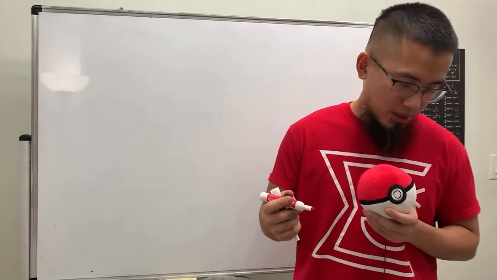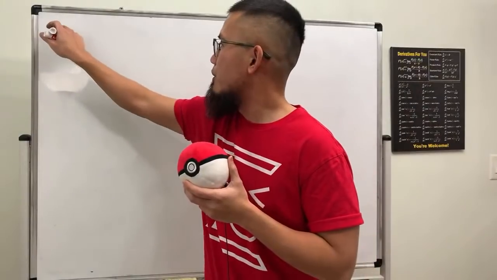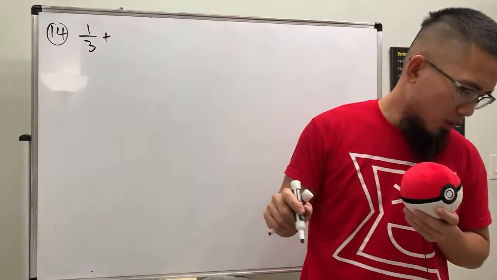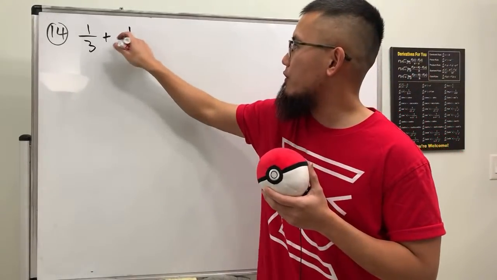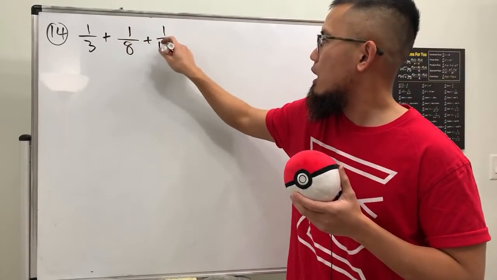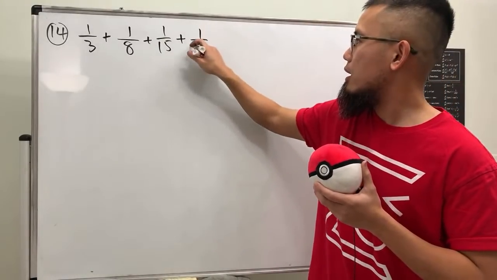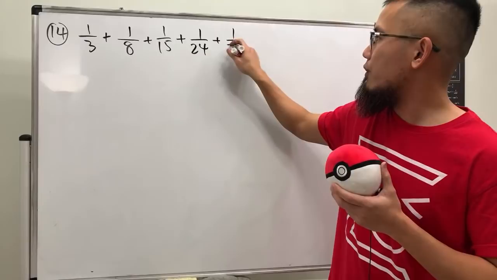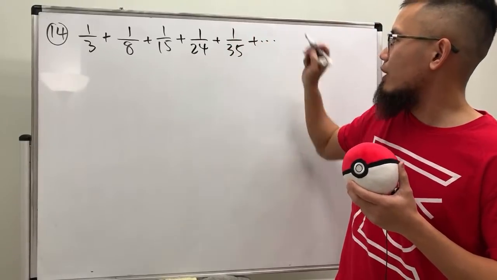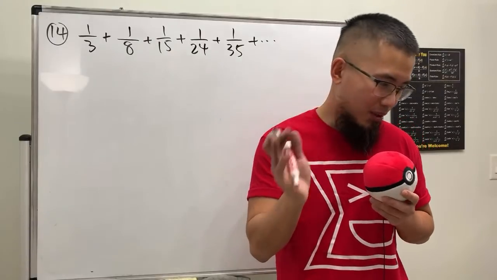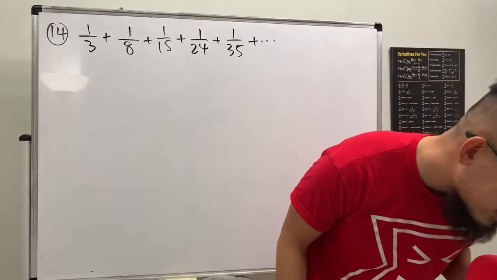Next one. Number 14. 1 over 3 plus 1 over 8 plus 1 over 15, and then 1 over 24, and 1 over 35, and so on, so on, so on. Okay, so turn to you guys. How do we do this?